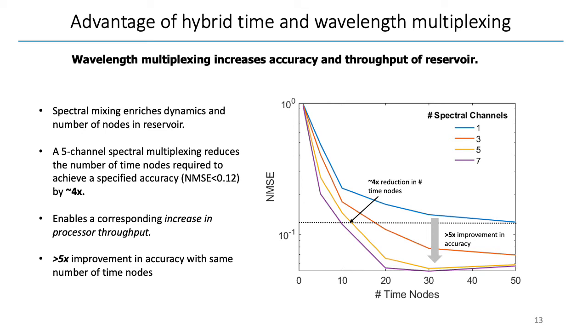Another way of thinking about the benefits of the wavelength multiplexing is that we can achieve a desired performance accuracy, say an NMSE of 0.1, with far fewer time nodes required. This is advantageous for the photonic reservoir system, since the number of time nodes is ultimately limited by the electronic bandwidth of the system.